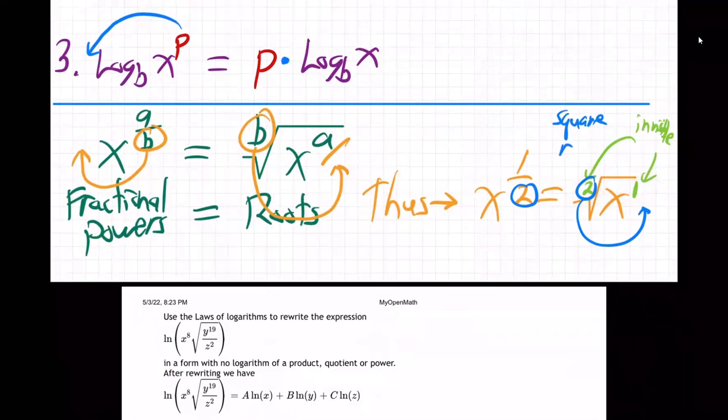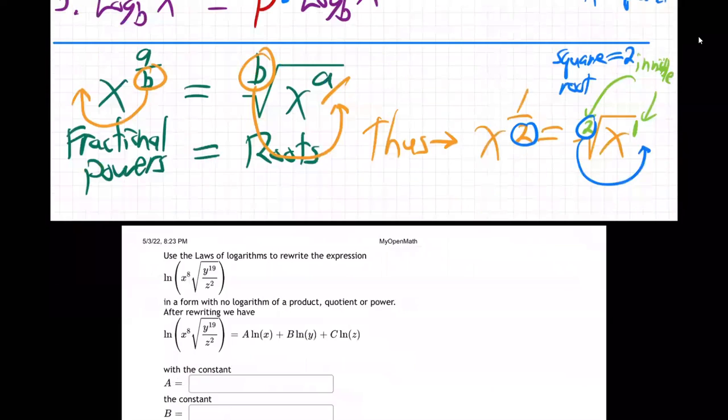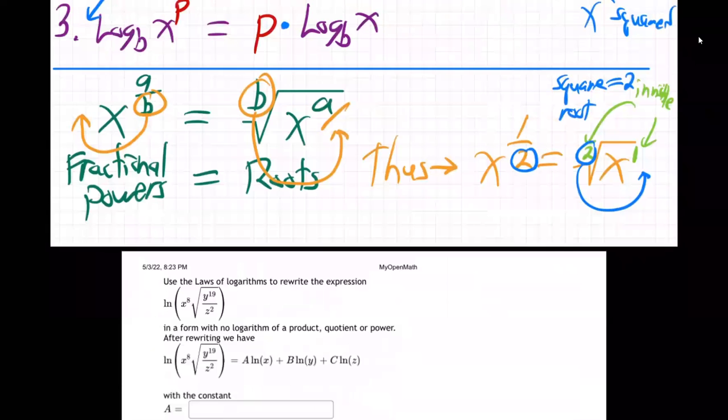And what does square mean? 2, right? This is called what? X squared. Square means 2. So square root means 2 root. So if there's nothing in the hook, it's really a 2. It's a square root. It's a 2 root. And that 2 swings around and becomes the denominator fractional power. Okay, well, that's what we have going on here.